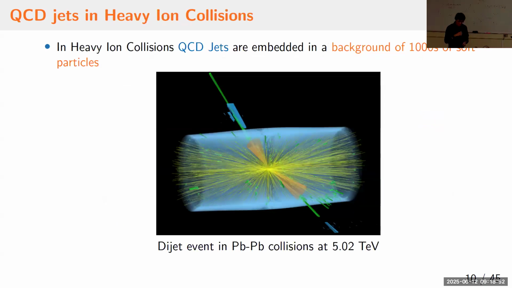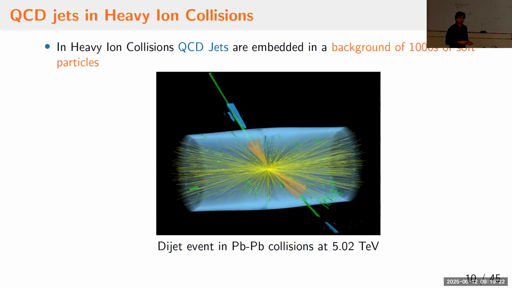Now in heavy ion collisions, we also produce jets. But alongside jets, we have the quark-gluon plasma. So this is what we see in detectors. We see a dijet system here, these 2 jets produced, embedded in a background of soft particles, which are due to the quark-gluon plasma. Thousands of particles, and then you have 2 jets.